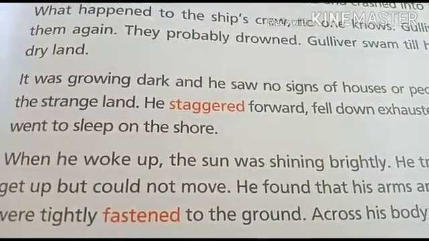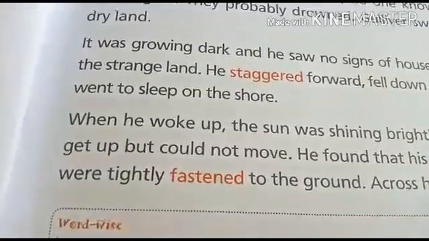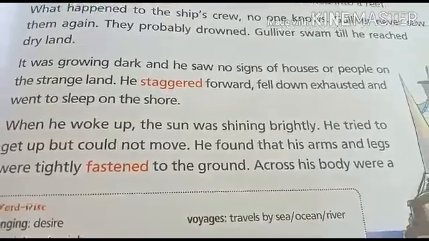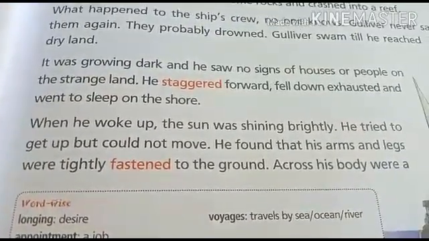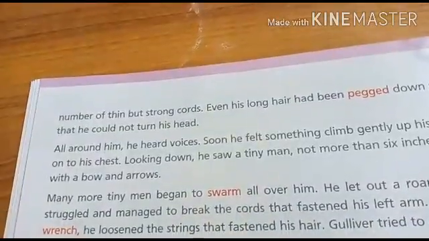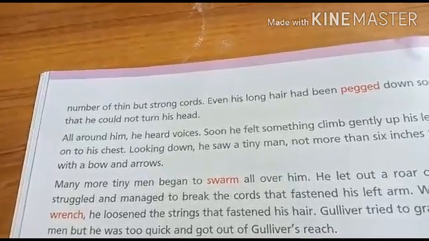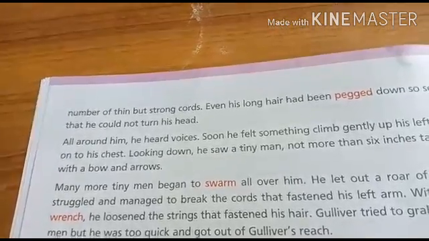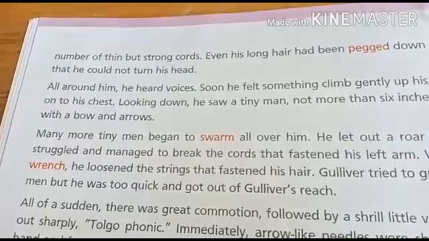When he woke up, the sun was shining brightly. He tried to get up but could not move. He found that his arms and legs were tightly fastened to the ground. Across his body were a number of thin but strong cords. Even his long hair had been pegged down so securely that he could not turn his head.